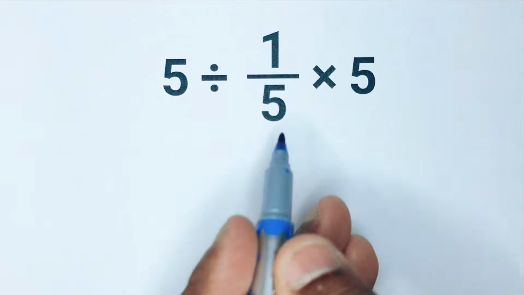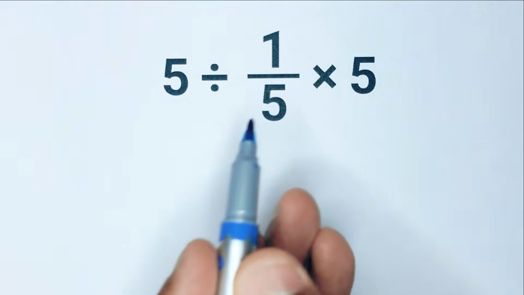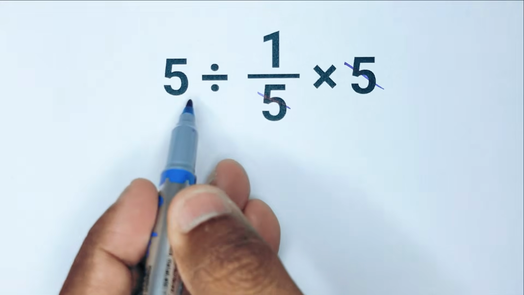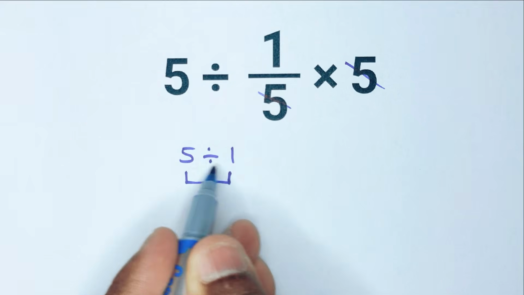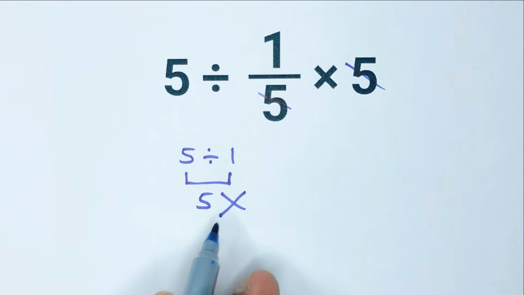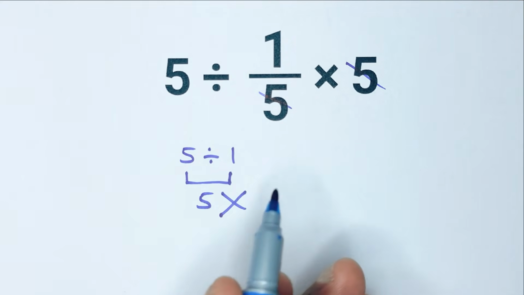First time I think to multiply 1/5 by 5 and cancel the 5's. That gives me 5 divided by 1, which equals 5. But that's actually wrong. We have to follow the correct order of operations.